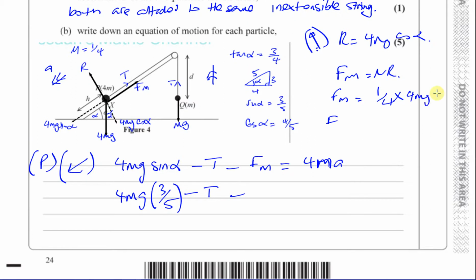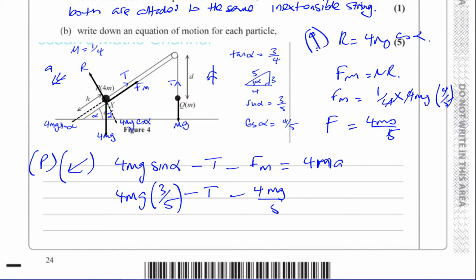Okay, so you have the 1/4 times 4 cancels out, and you're going to end up with 4mg over 5. That's F max. Okay, 4mg over 5. All right, so that's 4mg over 5, and that's equal to ma.